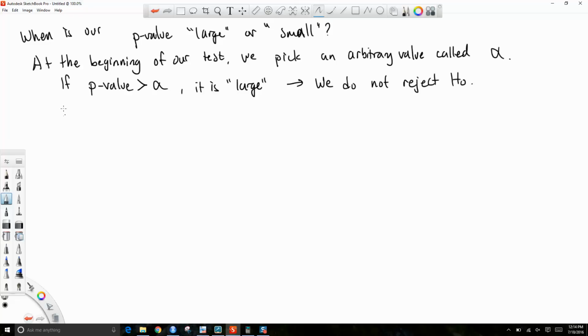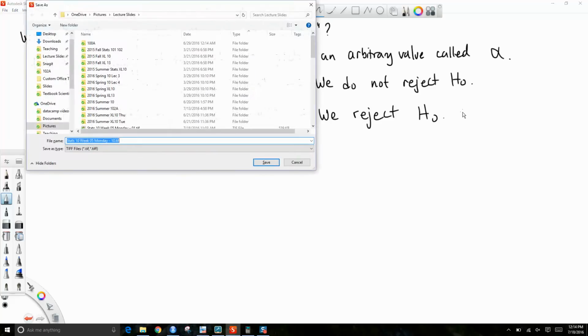And if the p-value ends up smaller than alpha, okay, it is small, and that leads us to reject our beliefs about the null hypothesis. So I'll just write we reject the null. Okay.